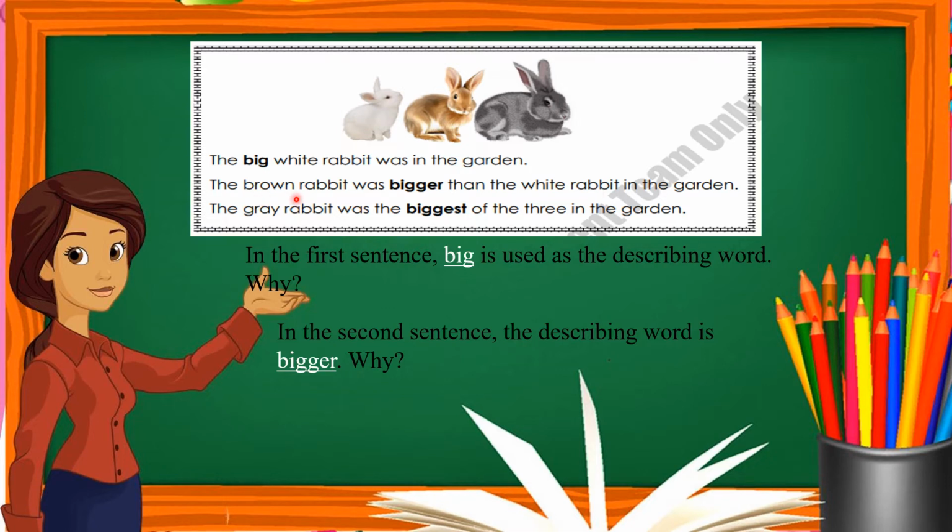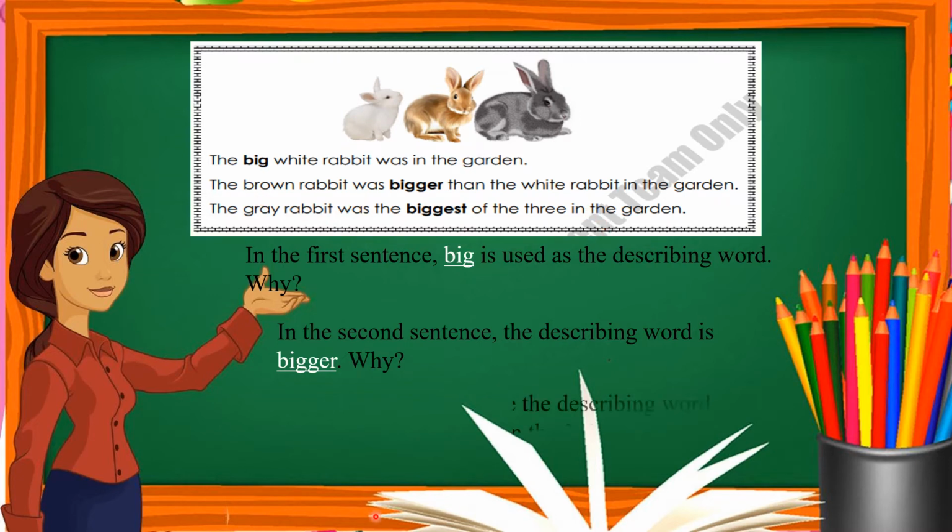The brown rabbit and the white rabbit. How many rabbits? Yes, 2. In the second sentence, it compares 2 rabbits, the brown and the white. So how many rabbits? Yes, 2. That's why we use the adjective bigger. In the first sentence, 1 rabbit was being described, and we use big. In the second sentence, we use bigger because it describes 2 rabbits, right? Okay, 2 rabbits, the brown and the white one.